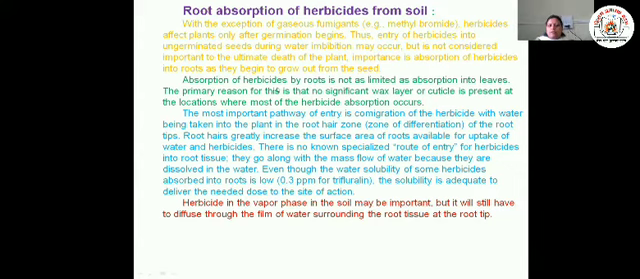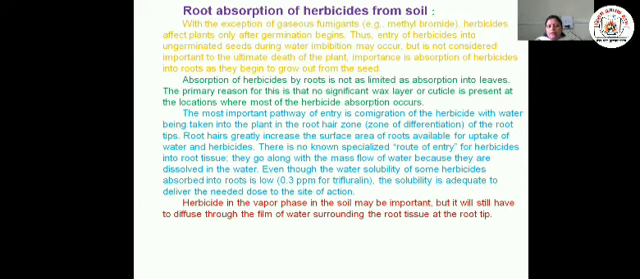See, the absorption of herbicides by the root is not as limited as absorption into the leaves. There are some limitations in the leaves. Already we learned leaf absorption, but here there is no limitation. The primary reason for this is that there is no significant wax layer or cuticle present at the root locations, where most herbicide absorption occurs. That's why the most important pathway of entry is the immigration of herbicides with water being taken into the plant in the root hair zone of the root tips.